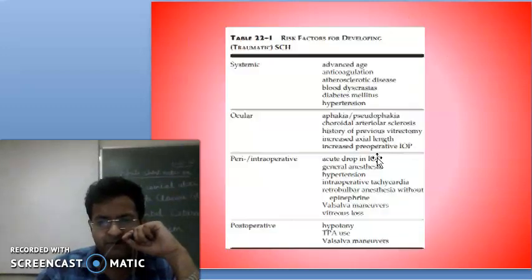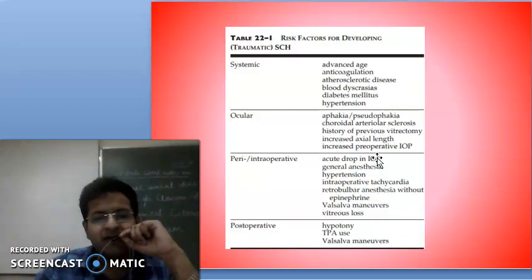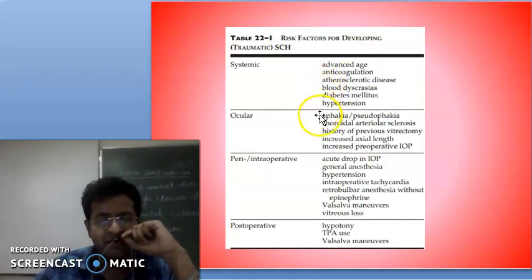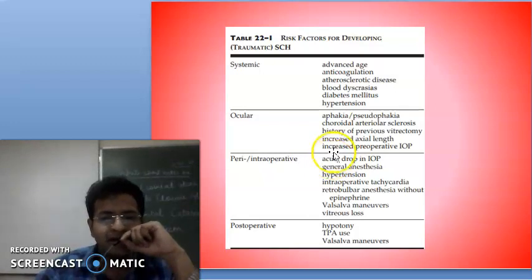Okay. What are the risk factors for developing a suprachoroidal hemorrhage? The systemic risk factors can be advanced age, any anticoagulation, any atherosclerotic disease, blood dyscrasias, diabetes, hypertension. The ocular risk factors could be aphakia or pseudophakia, choroidal arteriolar sclerosis, any history of previous vitrectomy, increased axial length, that is high myope, and increased preoperative IOP.